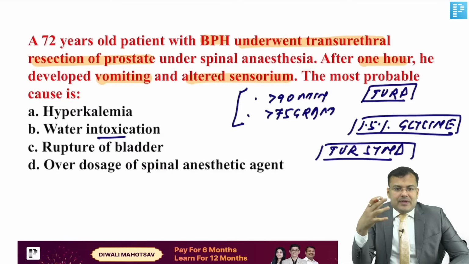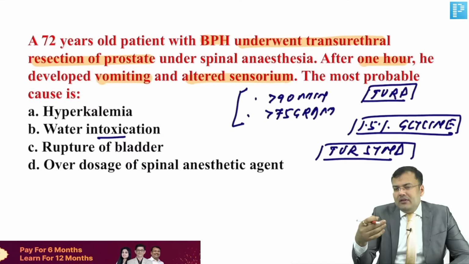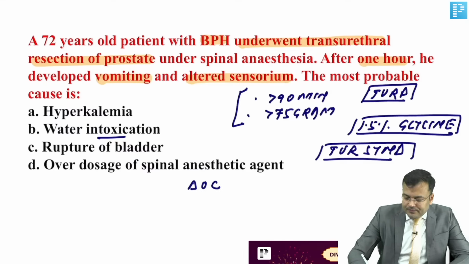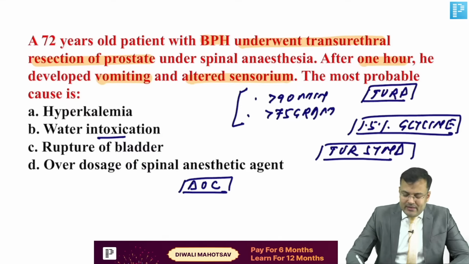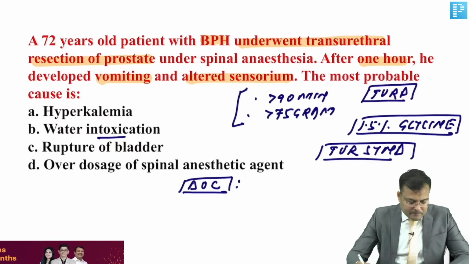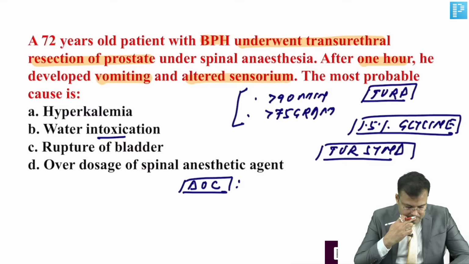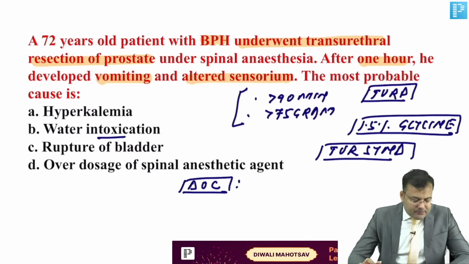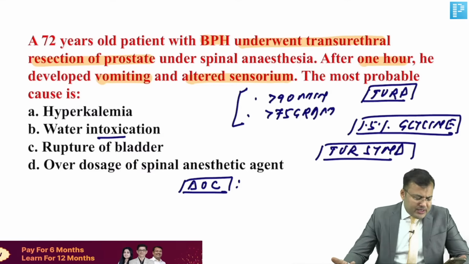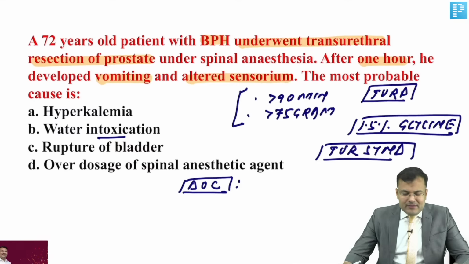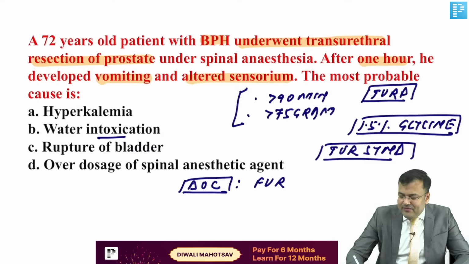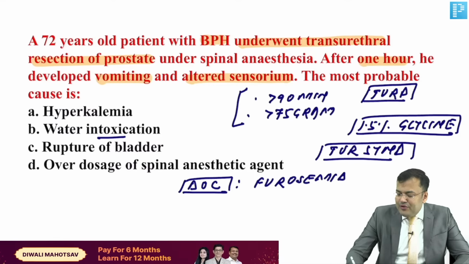Because of hyponatremia, patient is having altered sensorium. Because of fluid overload, patient is having hypertension. In TUR syndrome, can anybody tell me what's the drug of choice? You have to remove the excess fluid from the body. Diuretics, obviously we give furosemide. And guys, you know, even after furosemide, what happens?